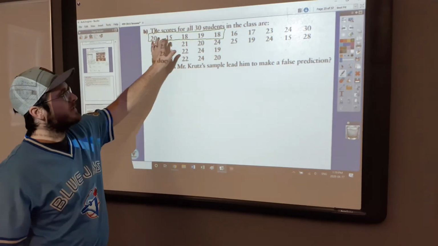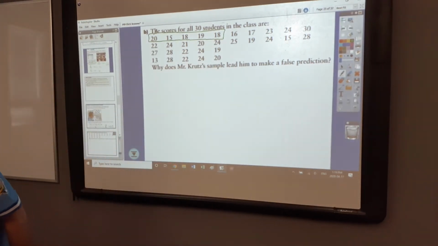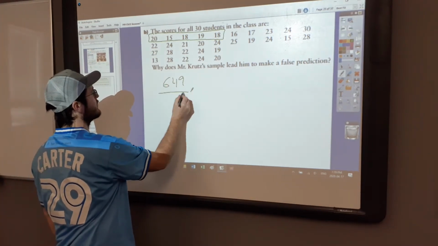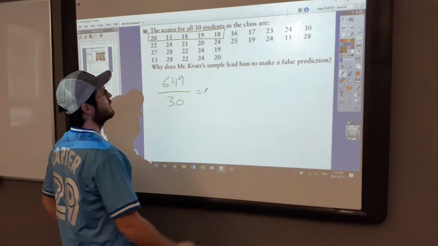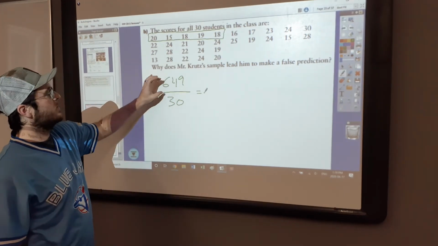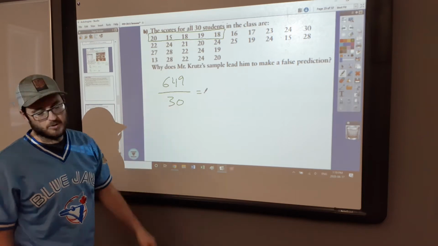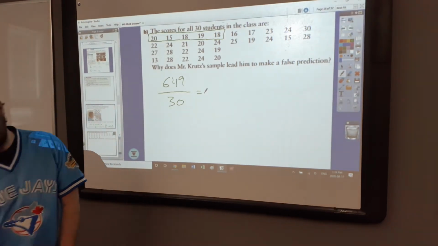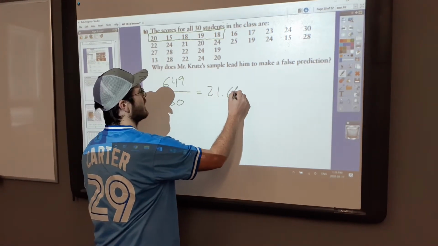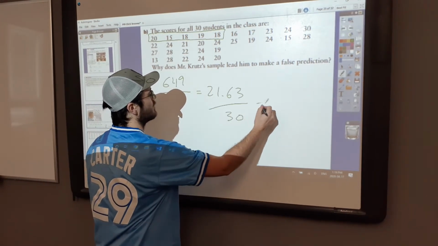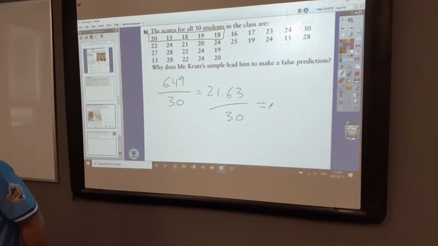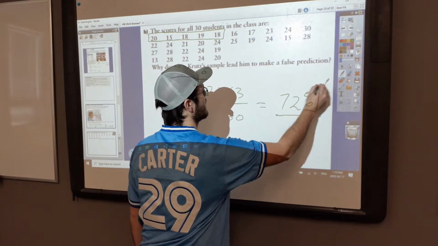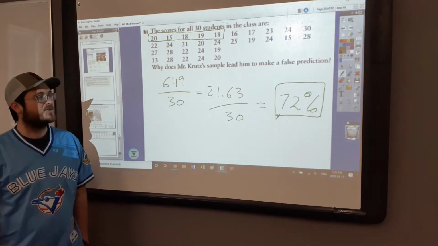If you actually add these all up, I made the calculation already. I added them all up. You should get 649, all the scores. You can try this and make sure that you're able to add them all up. And there's 30 students, so you divide that by 30, and you get a much different average mark, or at least pretty significantly different. 21.63 would be the mark out of 30, which gives you a better average, something like 72%. So when initially he thought the class average was 60, it's actually 72%.